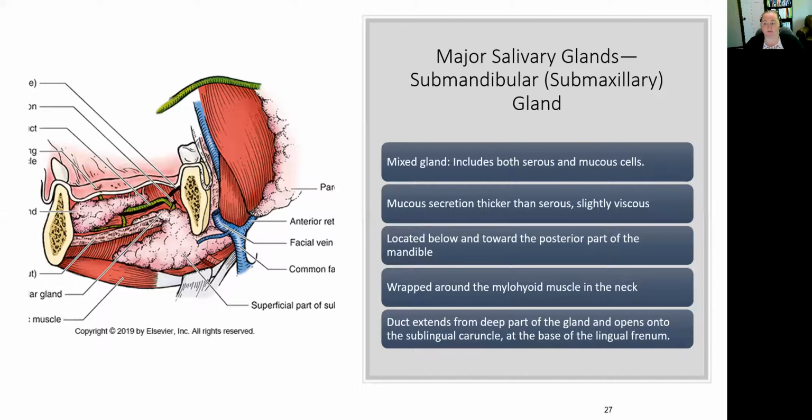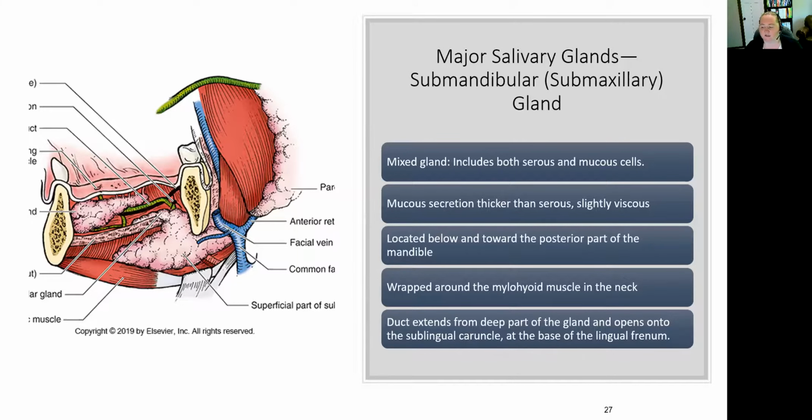Now our submandibular gland, this is our mixed gland. While the sublingual is mixed, it's not mixed as much. So we're going to talk about the submandibular as the mixed gland. So what does that mean? It produces both serous and mucus cells. The mucus secretion, again, is going to be more viscous than serous. So viscous meaning thicker. It is located below and toward the posterior part of the mandible, and it wraps around the mylohyoid muscle in the neck.